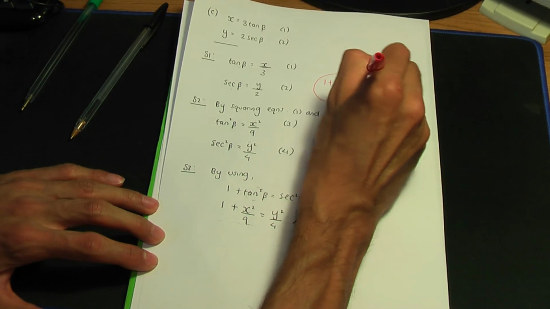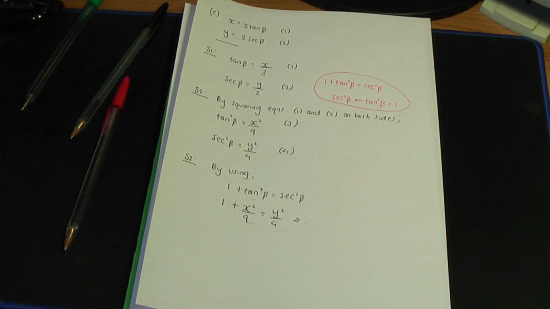So that ends this example, and that ends the examples on getting the Cartesian equation from parametric equations.